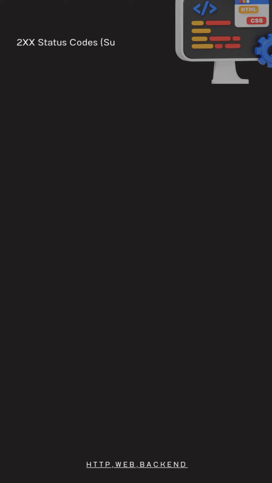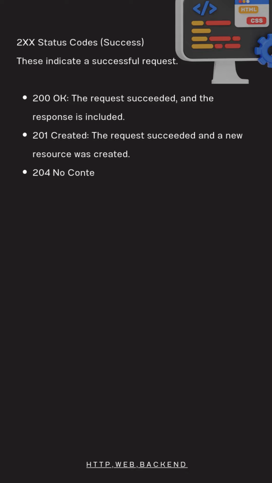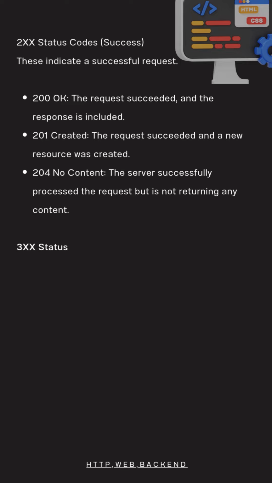200 series status codes indicate a successful request. 200 means OK. The request succeeded, and the response is included. 201 means created. The request succeeded and a new resource was created. 204 means no content. The server successfully processed the request but is not returning any content.